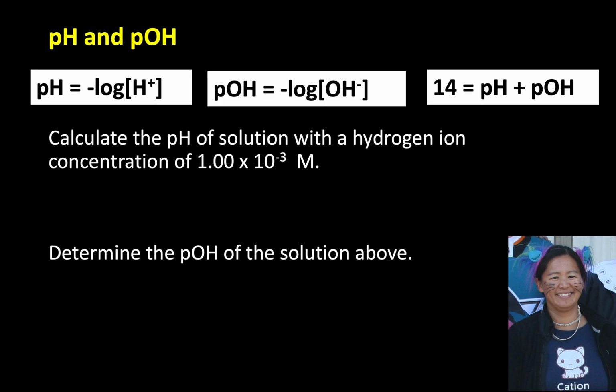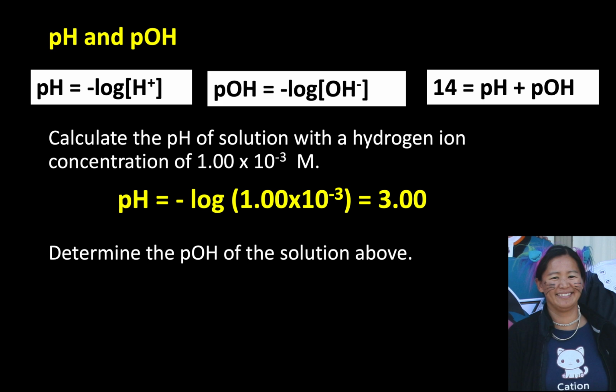All right, so here are some sample calculations for you. Calculate the pH with a hydrogen ion concentration of 1 × 10⁻³. We plug this into the pH formula, and you should get 3. So take a calculator, and make sure you know where the buttons are to calculate this.